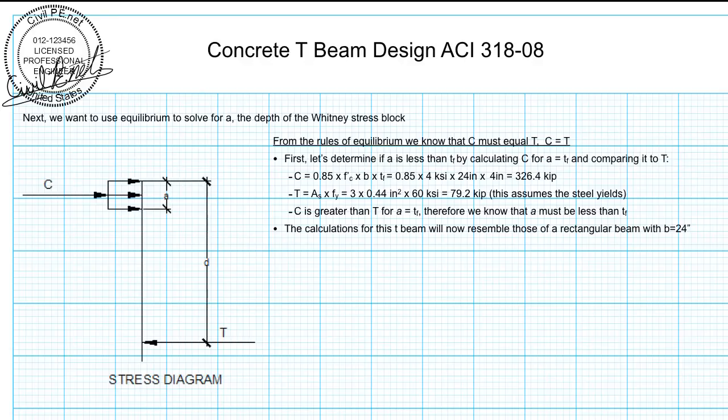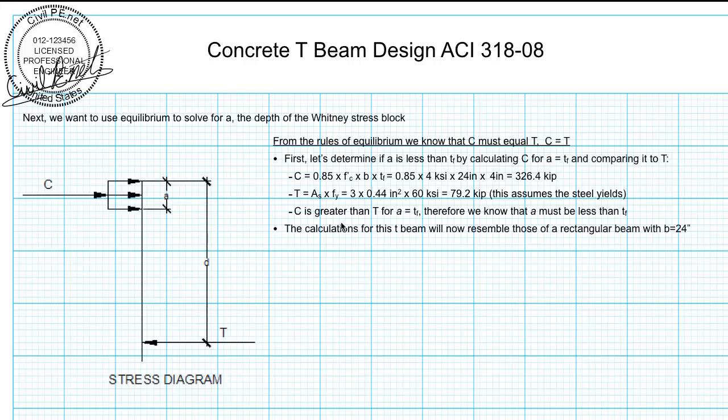What this is going to tell us is, if the compression force C is greater than the tensile force T, that means that a, the depth of our Whitney stress block, has got to be less than the thickness of the flange. Contrary to that, if our compression force C is less than the tensile force T, that means that a is going to have to be greater than the thickness of the flange, and we're going to have to vary up our calculations a little bit.